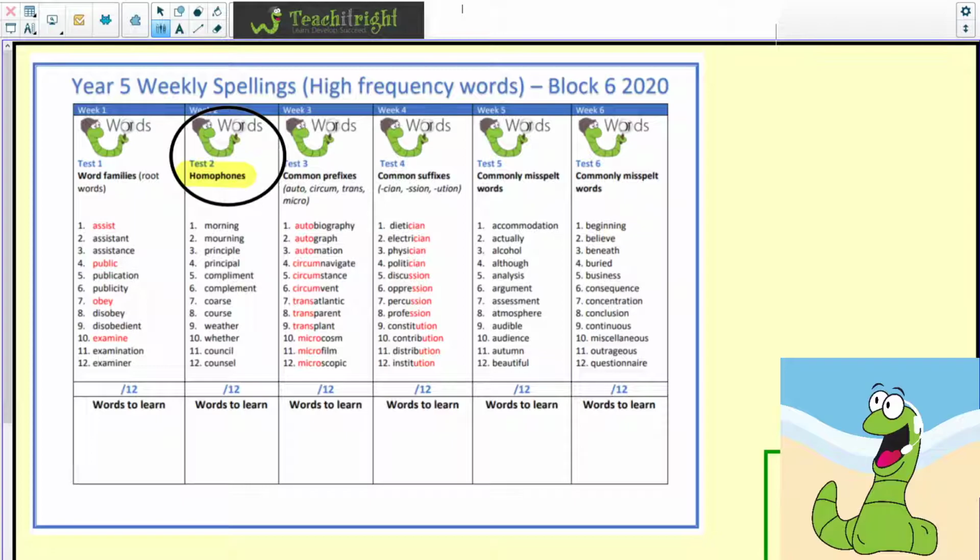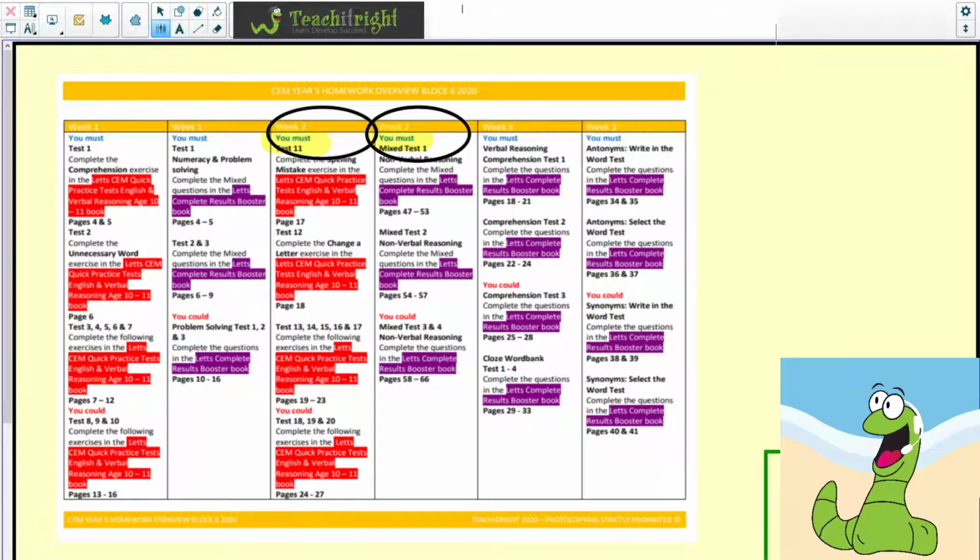Now, just also a little reminder about your spellings for your next lesson. Please do learn test 2 words, and those are homophones. So please do go down through those. And just reference to the homework that you need to be doing from lesson 3 and 4. You're going to need to focus on week 2's on the verbal reasoning and the non-verbal. There will be videos that will go through all those tests for you, and you'll be able to check those at home.